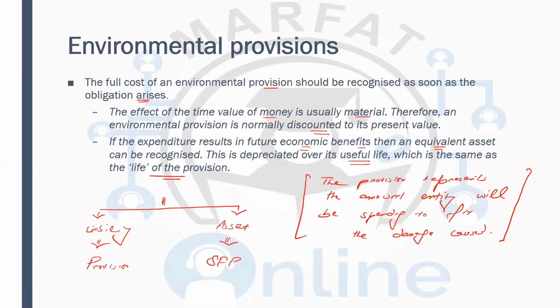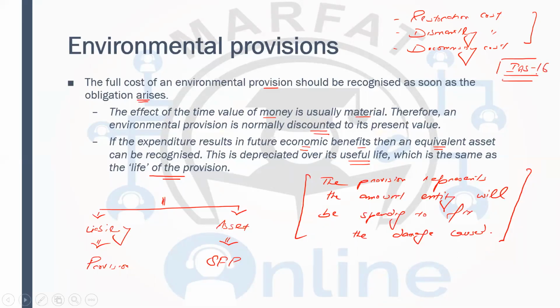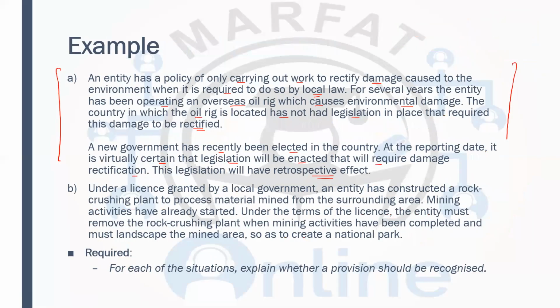The second perspective is whenever we are talking about restoration cost, dismantling cost, or decommissioning cost. We know from the principle of IAS 16 that these are capitalized as part of the asset cost and depreciated systematically. So this is the second and main perspective of this point: if the expenditure results in future economic benefits, then obviously this restoration, dismantling, or decommissioning cost should be capitalized and depreciated over its useful life.